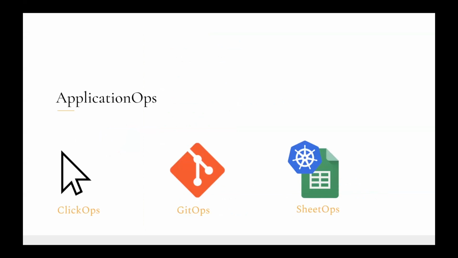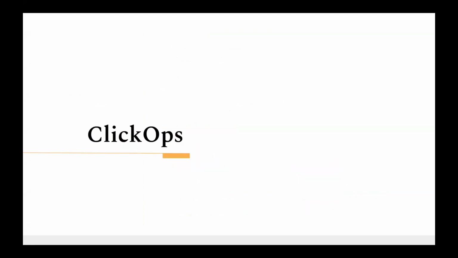And once we have templating, we can really think about mechanisms of deployment. Some of the most popular and widely used nowadays are techniques such as ClickOps, GitOps, and SheetOps. I would like to introduce them. And at the end, I'm going to showcase a demo of SheetOps. So look forward to that.